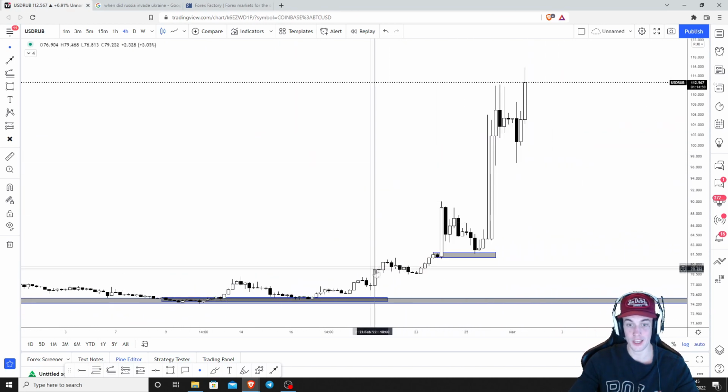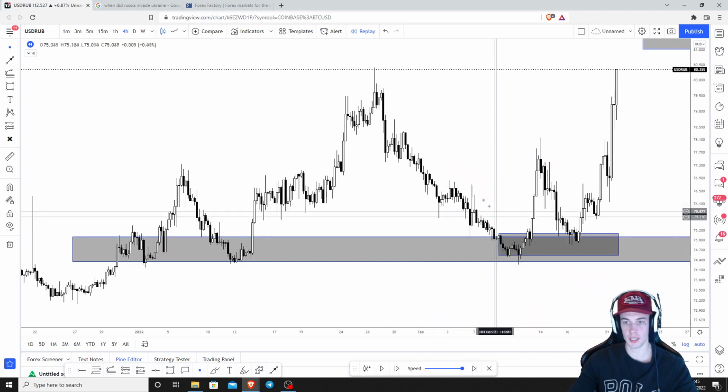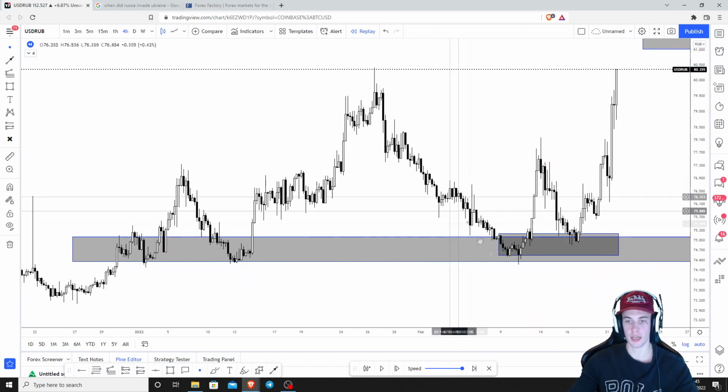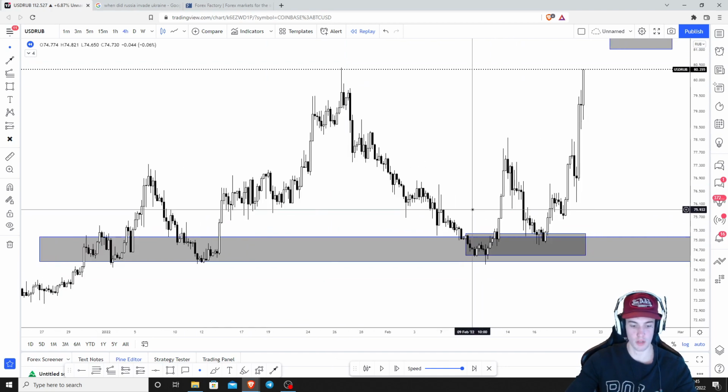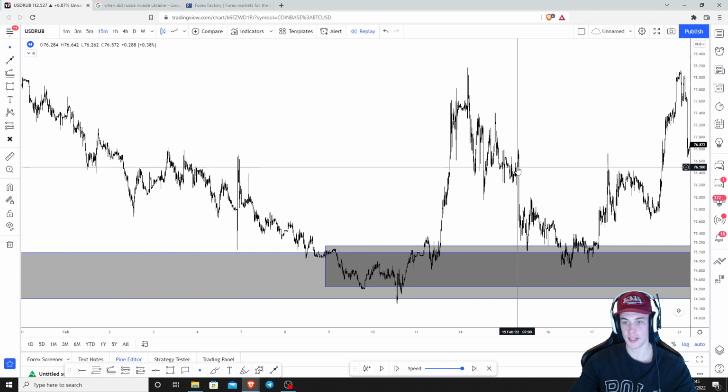21st of February was here. So we can go back to the 21st of February when they invaded Ukraine, and we can see this thing has just been lining up. All the market did was create a new higher high, pull back into a demand zone, give a lower time frame breaker structure, which we can see, accumulate, and then go higher.